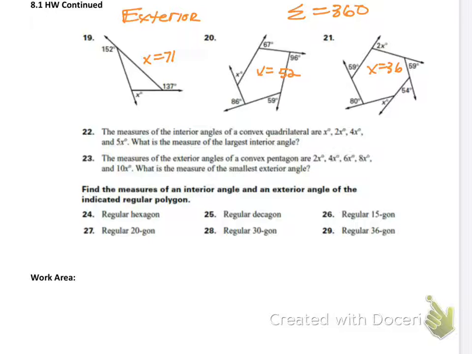Okay, next problem, 22. The measures of the interior angles of a convex quadrilateral are x, 2x, 4x, and 5x. What's the measure of the largest interior angle? Okay, well, which one is the largest? This is going to be the largest. Okay, so once I figure out what x is, then I'm good to go.